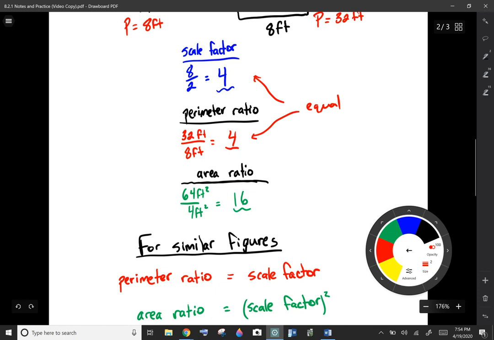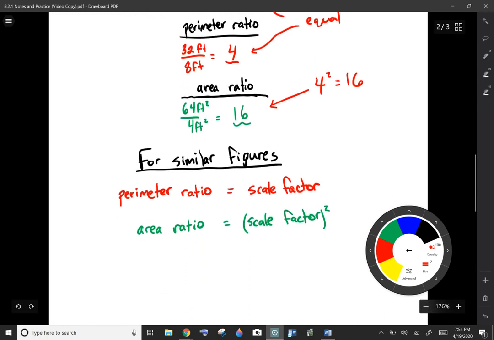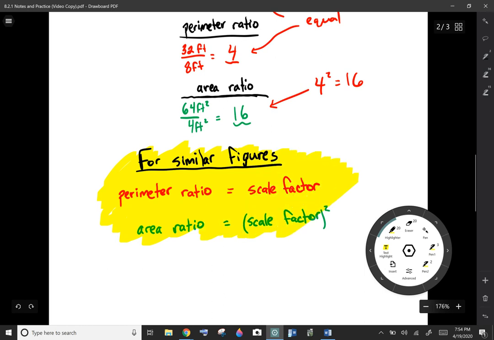But the area ratio is equal to 4 squared. So that's that idea of the scale factor squared. So this right here, I would box it up, highlight it, whatever you would like to do, but make sure that you use this to your advantage a little bit later on. These notes are going to be really helpful for the quiz and for the test. We'll just kind of highlight that right there.